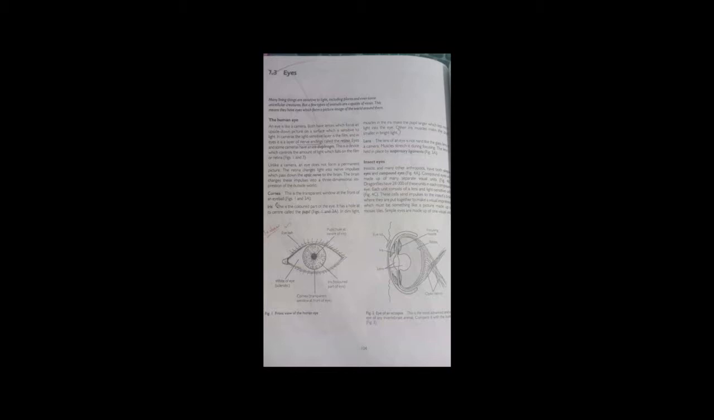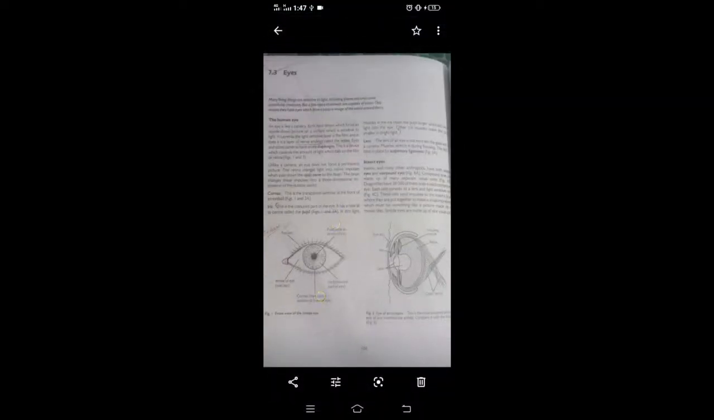Cornea. This is a transparent window at the front of the eyeball. Cornea is the transparent window that is present at the front of the eyeball. Iris. This is the colored part of the eye. It has a hole at its center called the pupil. So this part is the iris, and the middle one is the pupil. Okay, pupil is the hole.